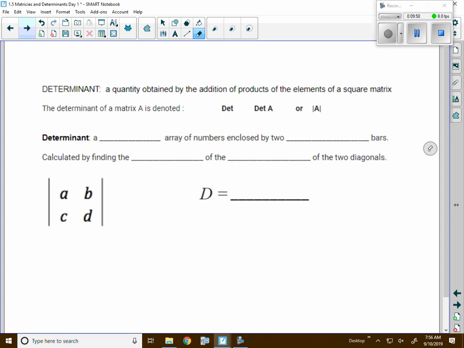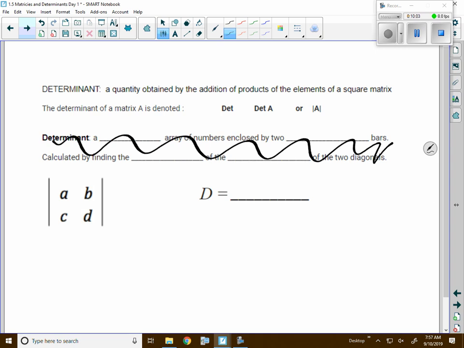That should not be here. Just go ahead and cross that out. I don't know what's going on. We already gave the definition. Anyway, it doesn't matter.